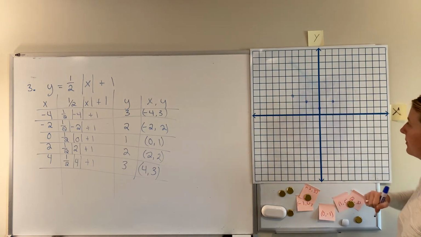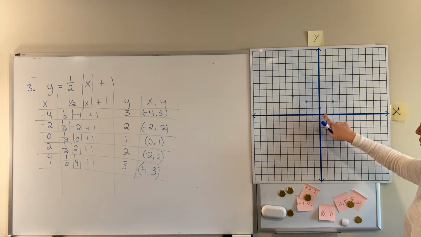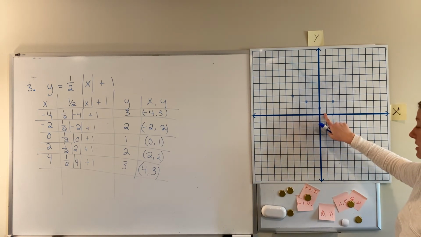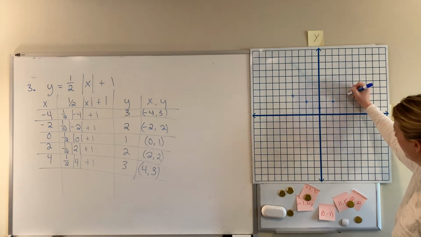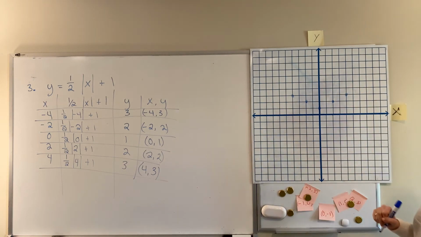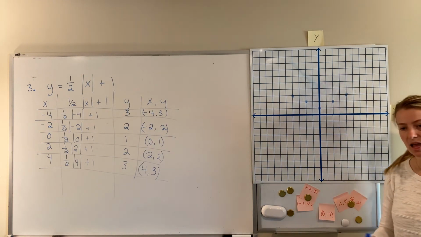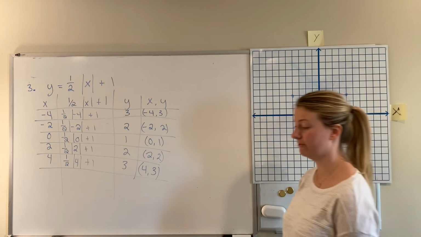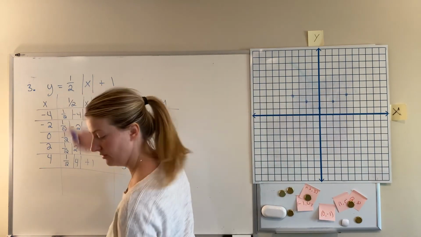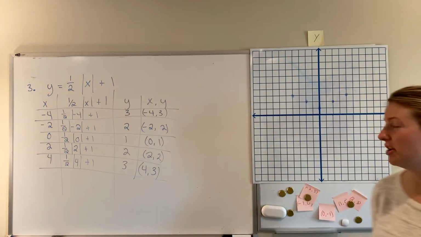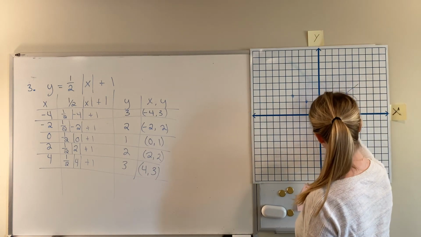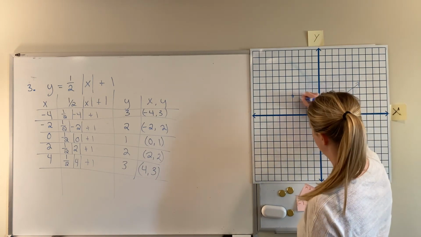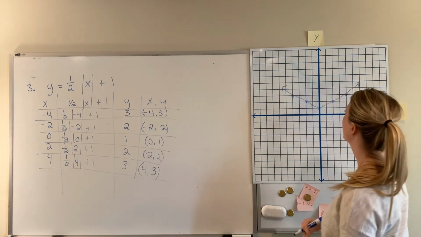Put your point there. And then our last one, when x is 4, 1, 2, 3, 4. Y is 3, 1, 2, 3. Put your point there. And last step is to graph it. And we know we're going to have to graph this one with a V because we have absolute value. Anytime we have absolute value, we graph with a V. All right, very very good.